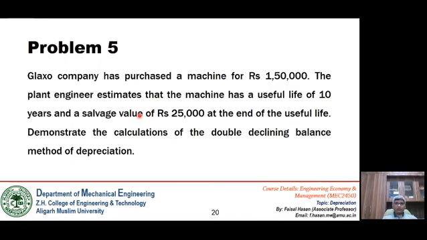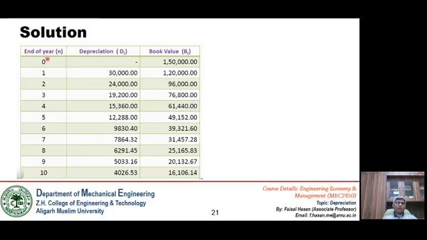Again, you can solve this problem using the double declining balance method. The cost basis is given as 1,50,000, the useful life is given as 10 years, and the salvage value is given as 25,000. Demonstrate the calculations of the double declining balance method of depreciation. If you are ready, you can have this table with you. Initially, whether you write 0 or not is immaterial. The book value is the same as the cost basis.